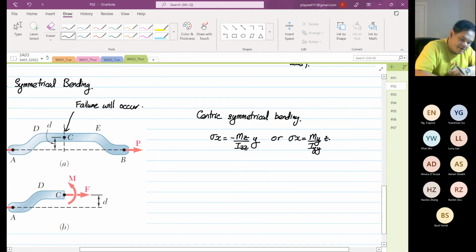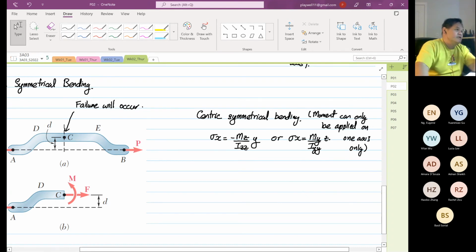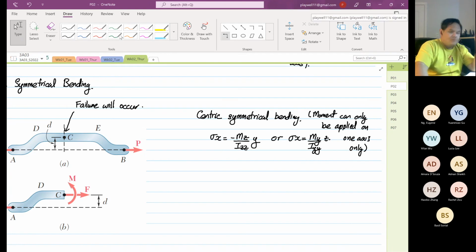Usually when it's symmetrical bending, moment can only be applied on one axis only. Okay, if it's gone through two axes, we know the problem. If it's gone through two axes, then it becomes what? Unsymmetrical. Okay, then it becomes unsymmetrical, which we are not able to do.